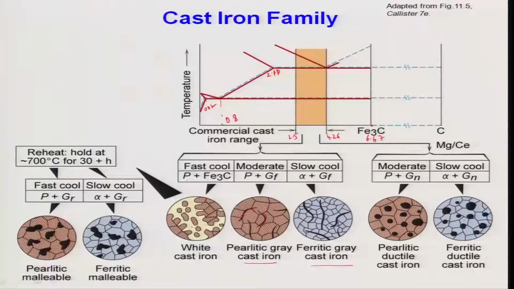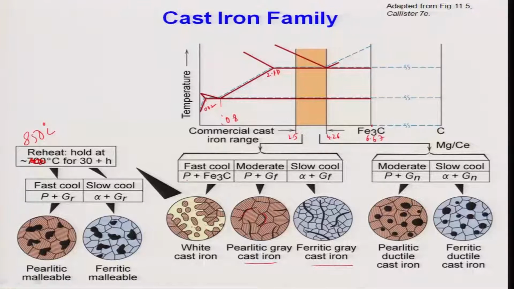If I take this white iron which contains a lot of cementite and perlite, and I reheat at about 700 degrees Celsius, 700 is wrong, I would tell you it is 850 degrees Celsius, okay. So, 700 is not correct, sorry, and I keep it 24 to 48 hours, that is 30 plus hours, and if I keep it a long time and cool it slowly, I form ferritic matrix, if I cool it fast, I form perlitic matrix.